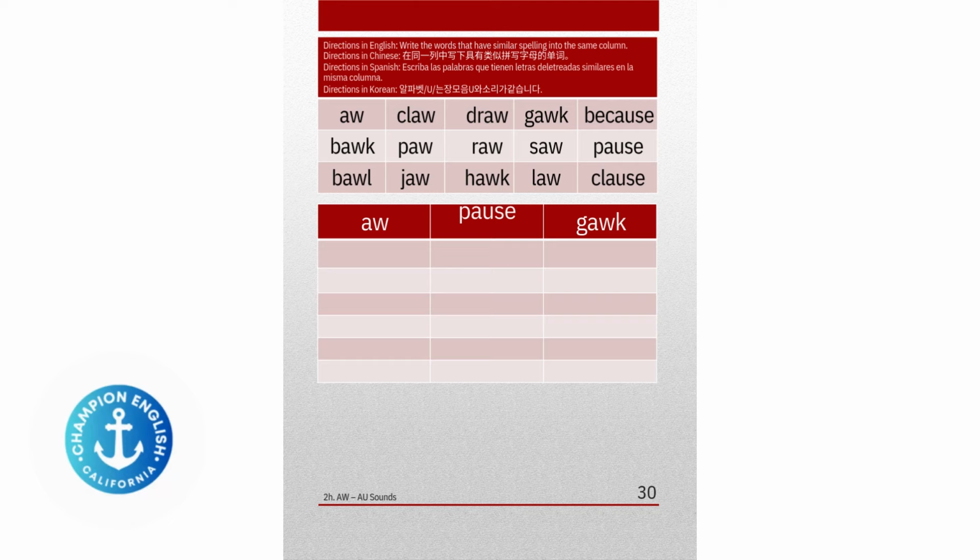Okay, students, good job. And now I want you to take the aw, pause, and gawk and put them in the right column. So for example, the claw ends with AW. So that goes with AW. Claw, C-L-A-W, goes with A-W. G-A-W-K goes with W-K. A-U-S-E goes with P-A-U-S-E. So words that are written the same sound the same on this page, okay? So go ahead and I'm going to give you 30 seconds to put those words on the right page. And here we go.